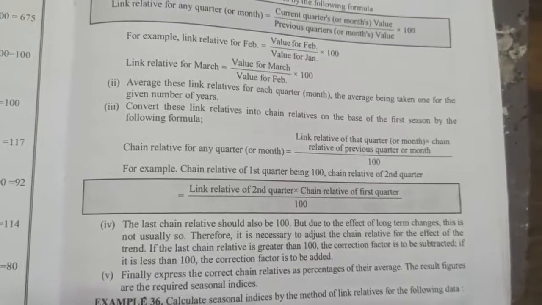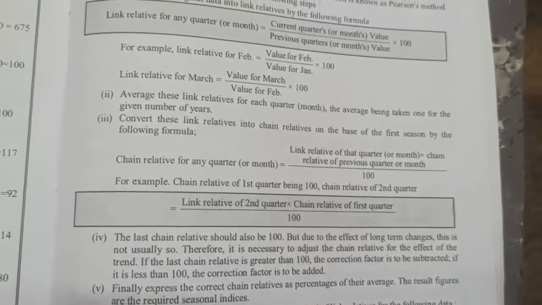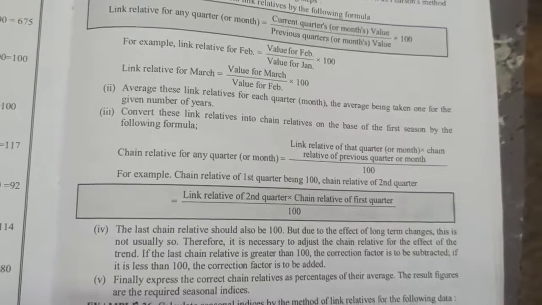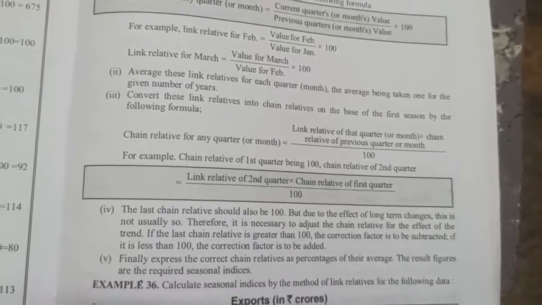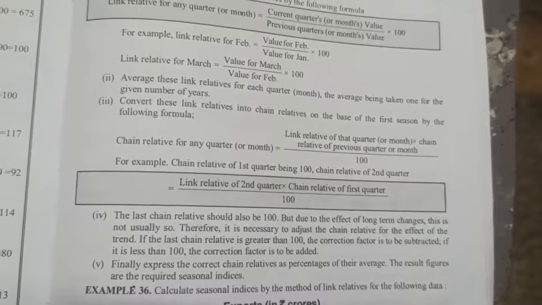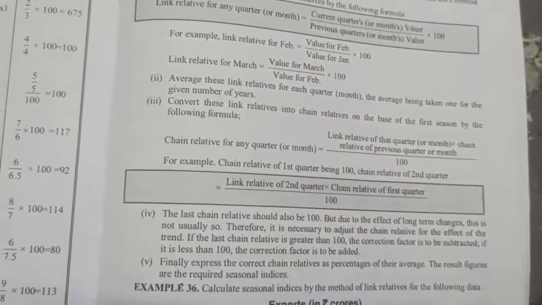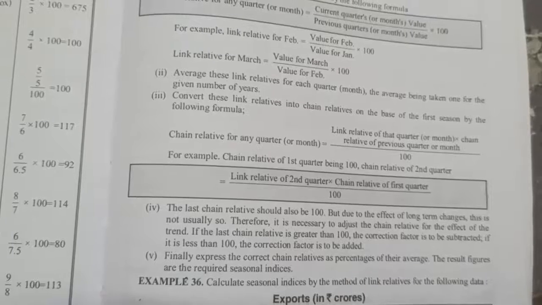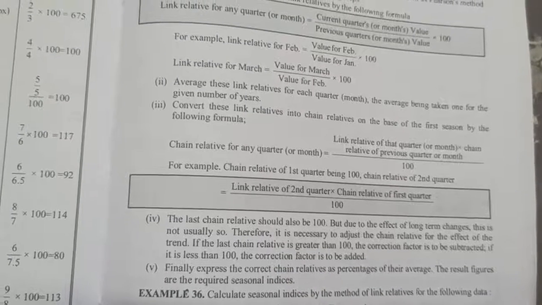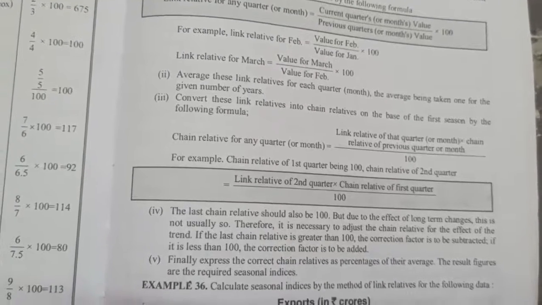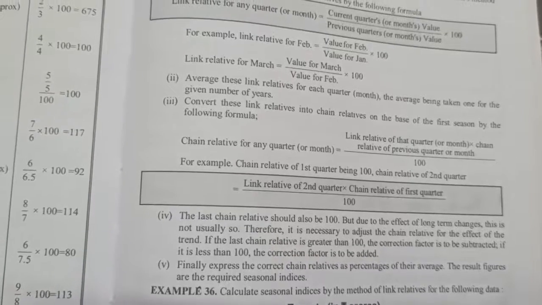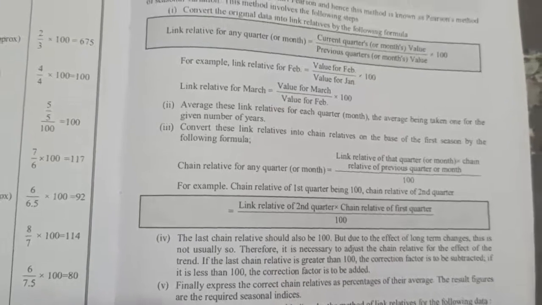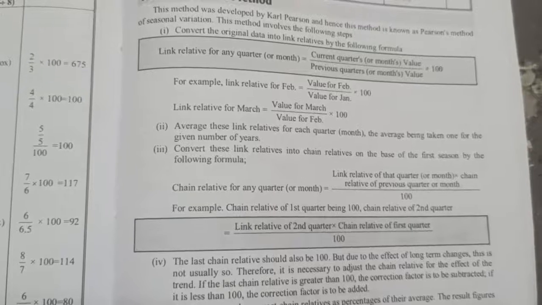If the last chain relative is more than 100, the correction factor will be subtracted, and if it is less than 100, the correction factor will be added. How this correction factor is calculated, we will also see that. And finally, we will be expressing the corrected chain relatives in percentage form, and these figures will be the required seasonal indices. Let us see practically how the link relative method is applied.